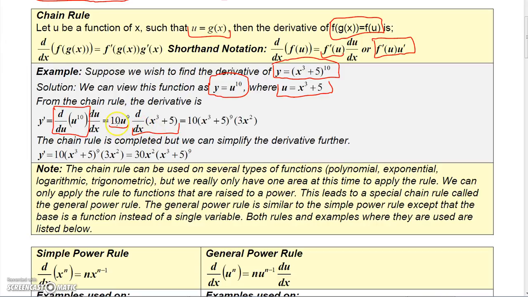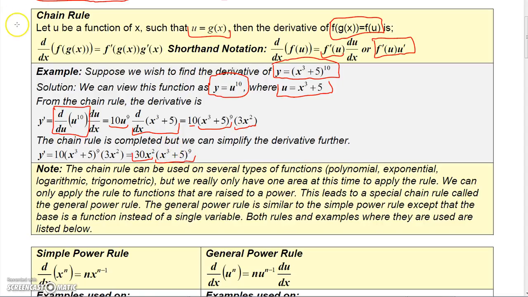Well, when you put all that together, 10u to the 9th, remember u is just x cubed plus 5, so that would be 10 times x cubed plus 5 to the 9th, and then times the derivative of x cubed plus 5, which is 3x squared. And then you could simplify it further by multiplying the 10 and the 3x squared together and getting 30x squared times x cubed plus 5 to the 9th. And that's really as far as you could reasonably simplify it.